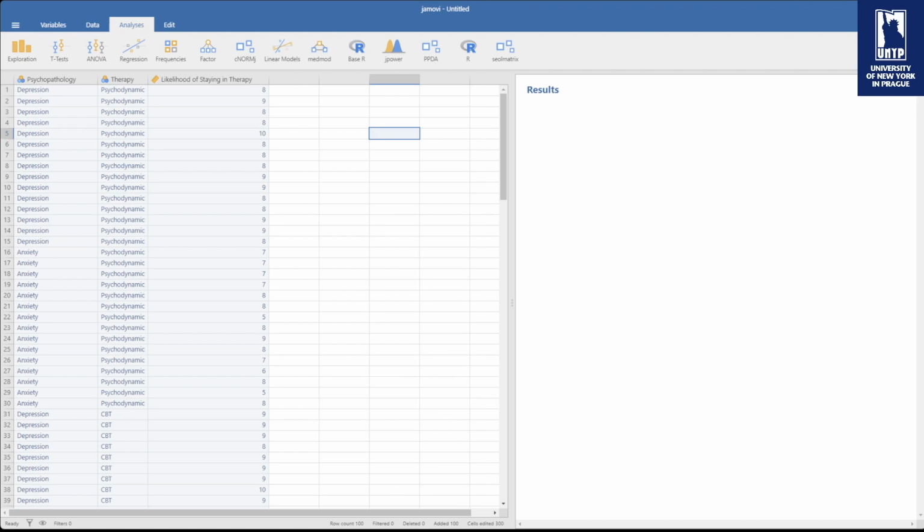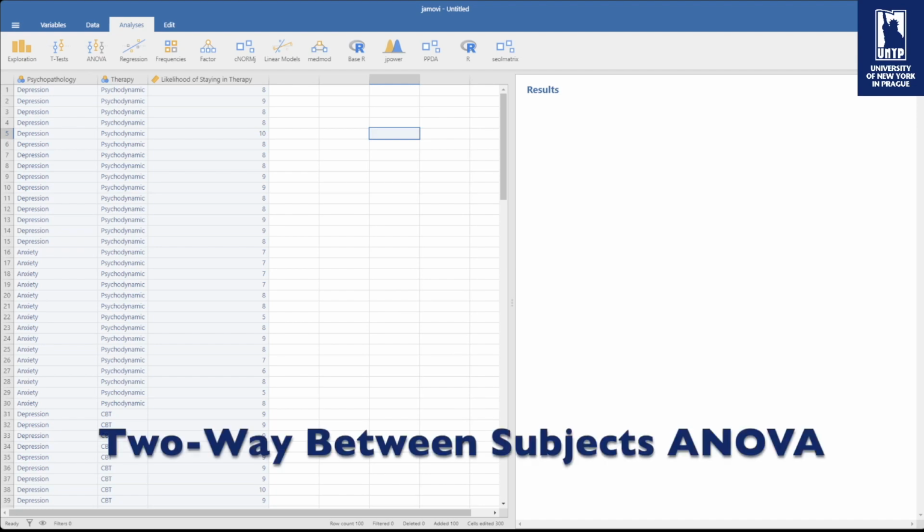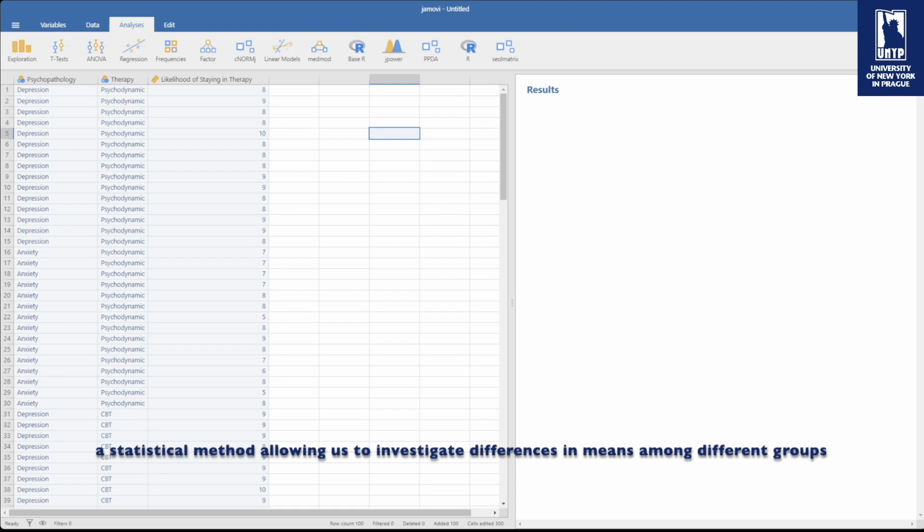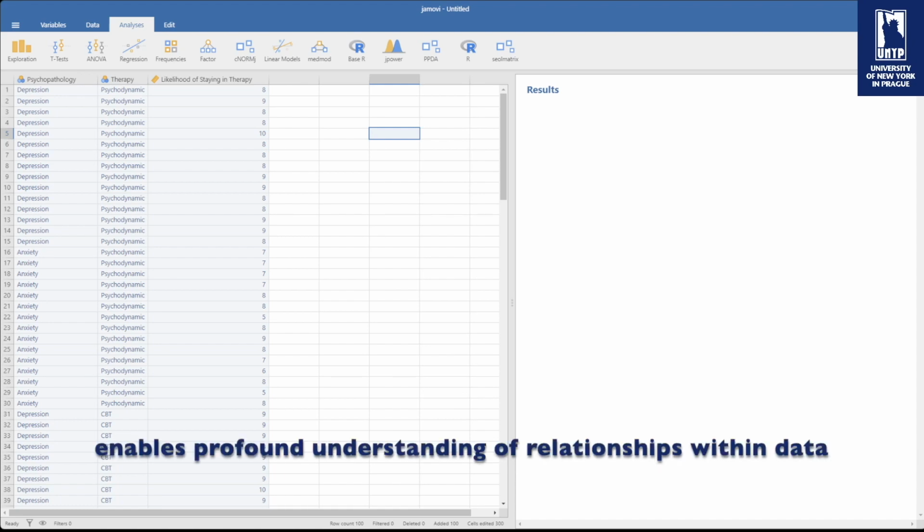World of statistical methods. Today, we are illuminating the complexities of two-way between-subjects ANOVA, a robust statistical technique vital in psychological research. So, we discussed a lot in the previous videos on what is an ANOVA. It is a statistical method allowing us to investigate the differences in means among different groups, enabling a profound understanding of relationships within our data.